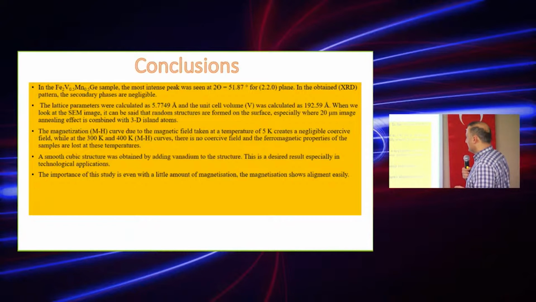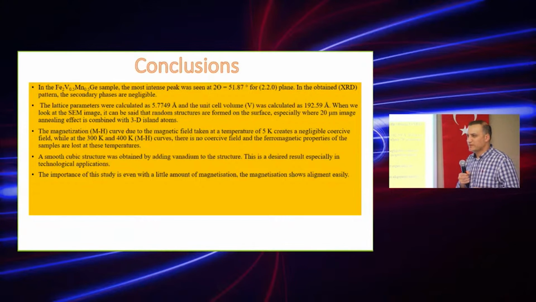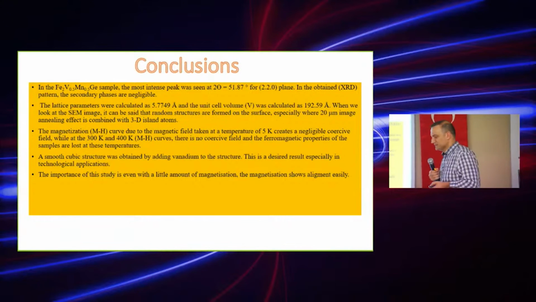The magnetization MH curve, taken with the magnetic field at the temperature of 5 Kelvin, creates a negligible coercive field, while at 300 Kelvin and 400 Kelvin, there is no coercive field, and the ferromagnetic properties of the samples are lost at this temperature. And also, the importance of the study is, even with a little amount of magnetization, the magnetization shows alignment easily. Thank you very much for listening to me.